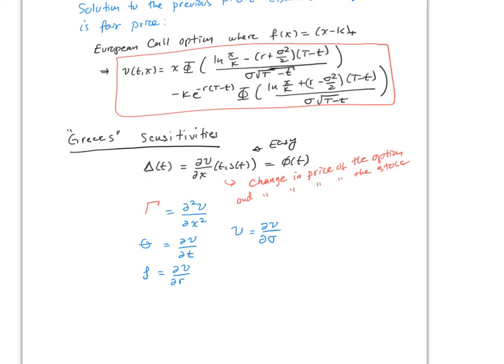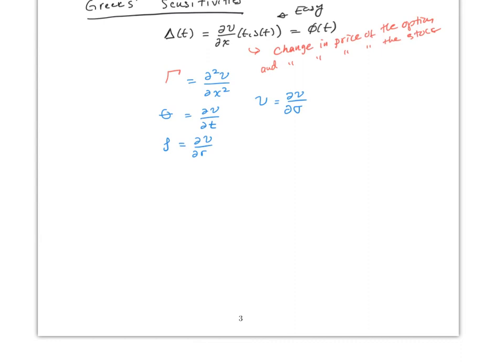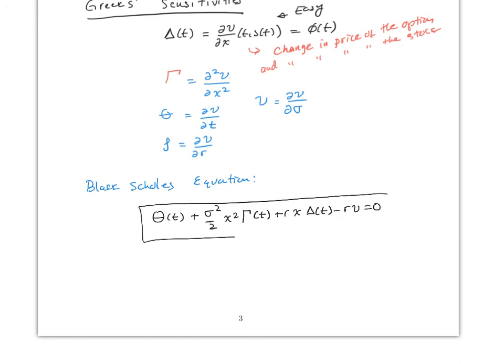Now, in practice, in real life, traders rely a lot on these Greeks to decide whether to buy or sell, or for any financial decision. These are very, very important. Finally, notice how the Black-Scholes equation can also be written in terms of these Greeks. This is what I mean. This will be theta of t plus sigma squared over 2 x squared gamma of t plus r x delta of t minus r v equals 0. And that's it.